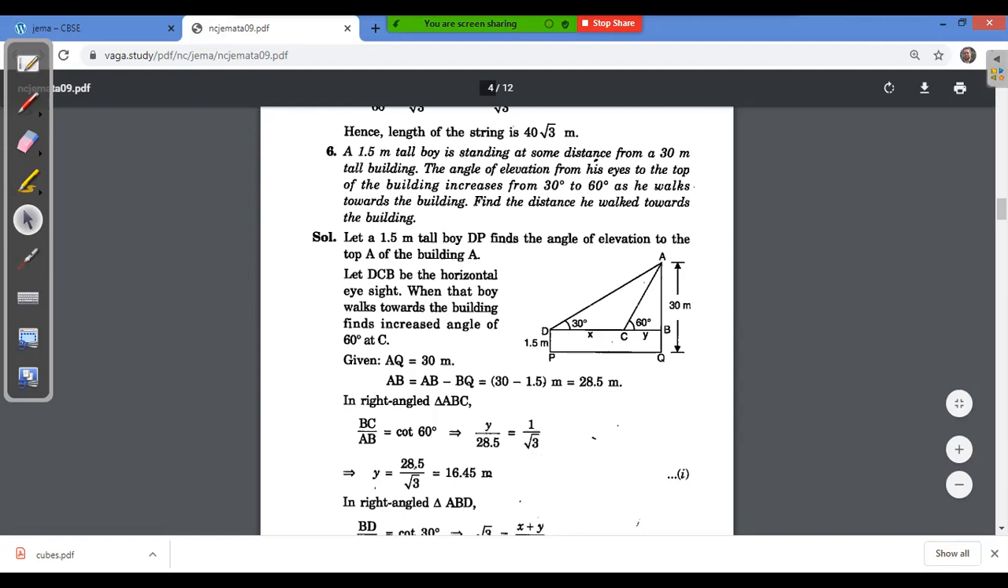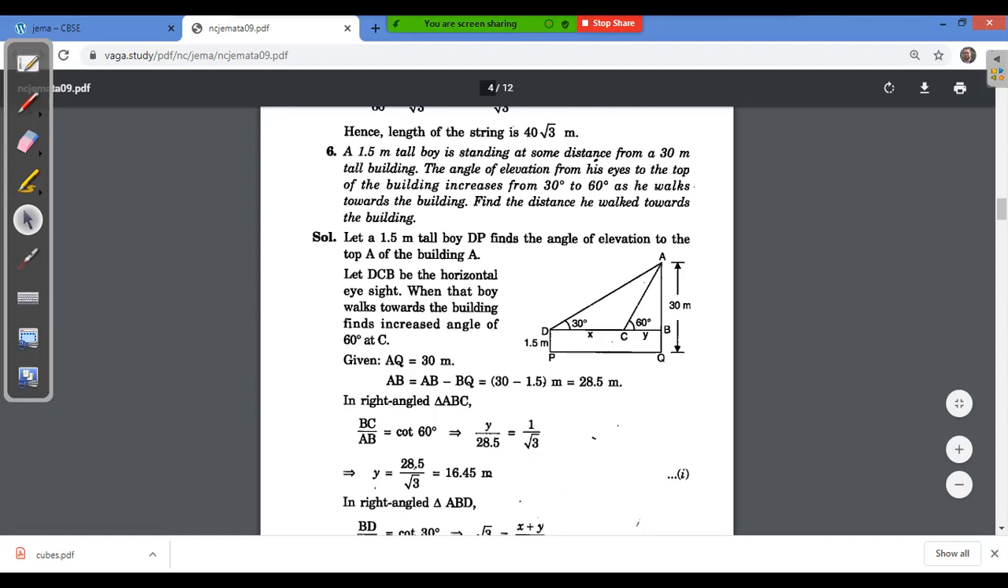So here again I'm going to use tan. Tan 30 is equal to the perpendicular, again 28.5, upon base AC, unknown. Substitute the value of tan 30, 1 by root 3 is equal to 28.5 by AC, right? Cross multiply, we get the value of AC as 28.5 root 3 meters.